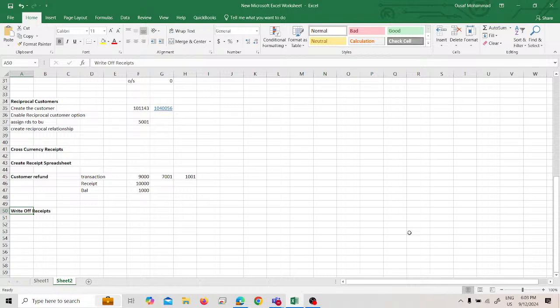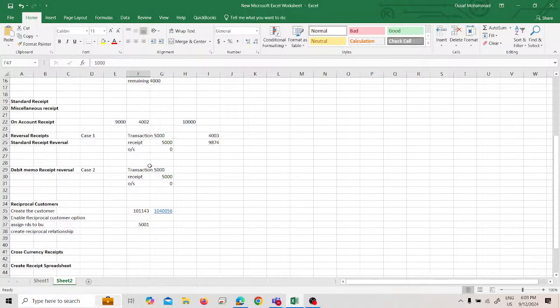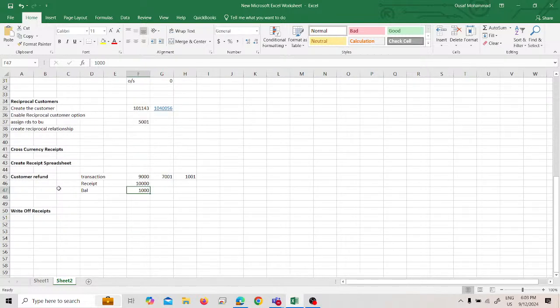Let's take an example. Suppose you have seen the customer refund transaction. Here we have created a transaction of $9,000, but we have received a receipt of $10,000. So the customer has paid us in excess of the transaction. If the customer demands it, we have already developed the on-account receipt, where the excess amount will be adjusted. And we have also seen the customer refund, where the excess amount will be refunded to the customer.